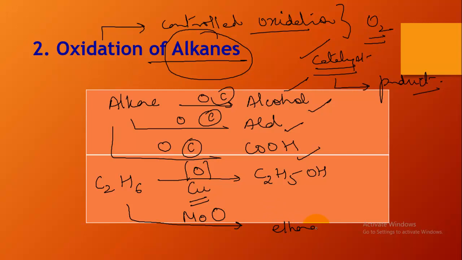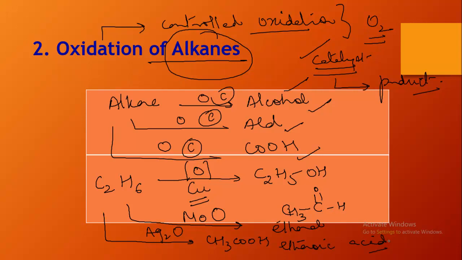We'll get ethanal, and we know that ethanal is something with this formula, that is CH3CHO. And if we are oxidizing in presence of silver oxide, then what do we get? We get the ethanoic acid. And what is the formula for it? It is CH3COOH. So what compound will be formed after the oxidation of alkane? That all depends upon the catalyst.